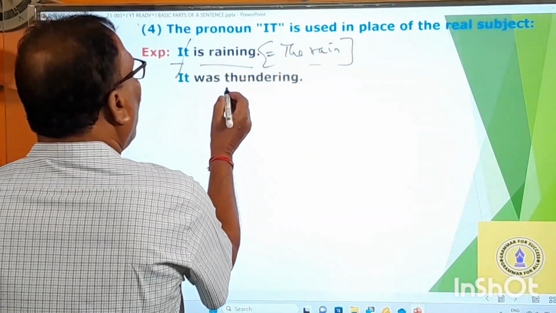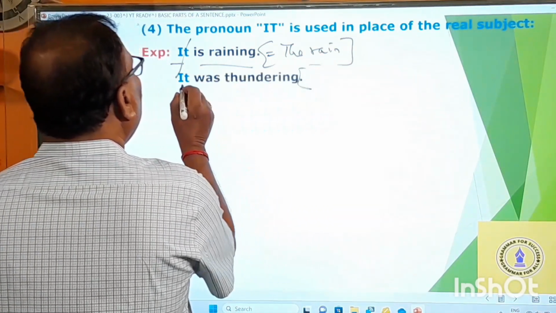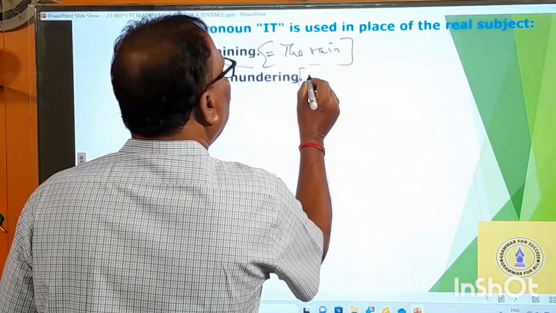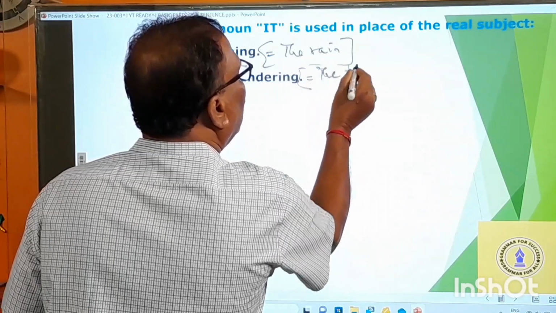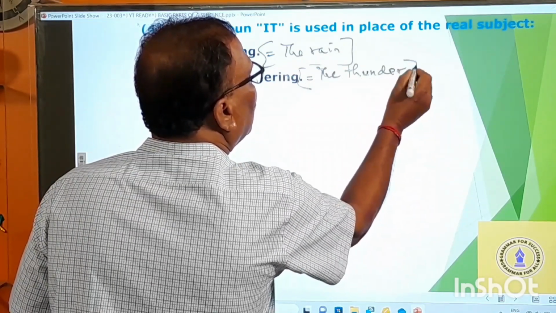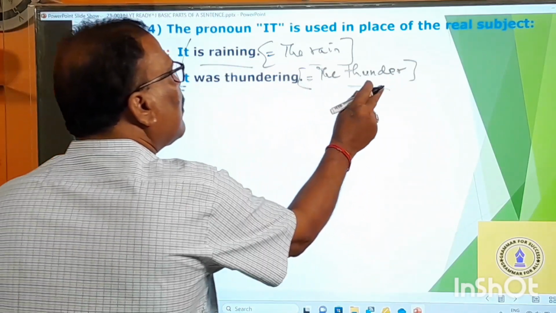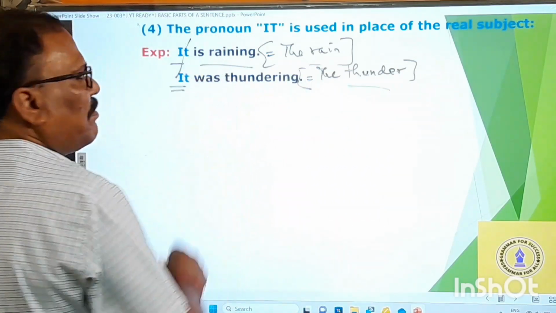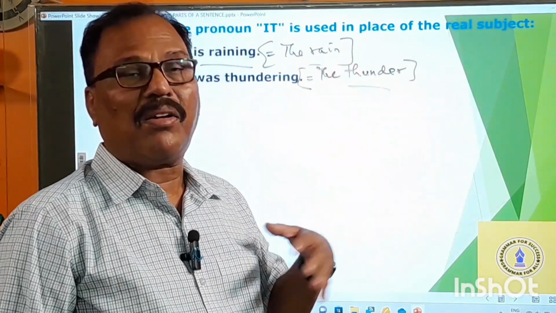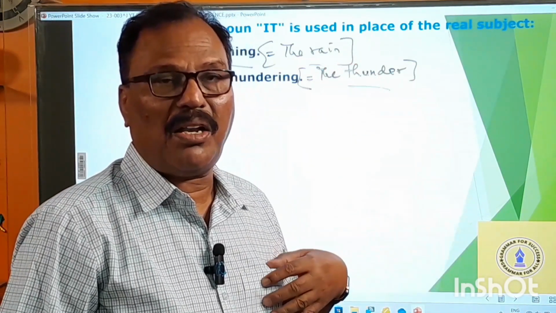And next, it was thundering. What does "it" stand for here? It stands for the thunder. It was thundering, sir. It was thundering outside, sir. I can't go home all alone.